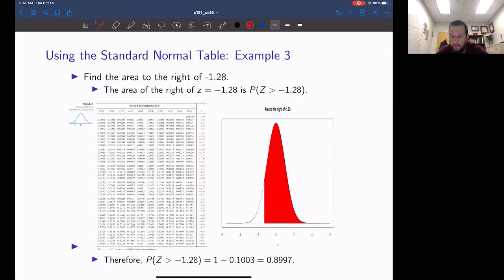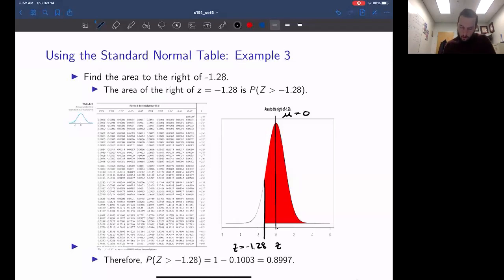So the setup for this is going to be the same as before. Here's my normal curve. This curve is again centered at 0. So we can draw the straight line from 0 here. And then I'm going to mark down on the curve where negative 1.28 is. So here Z is equal to negative 1.28. And what I want to find is the area to the right of Z equals negative 1.28. So I want the area above this value.